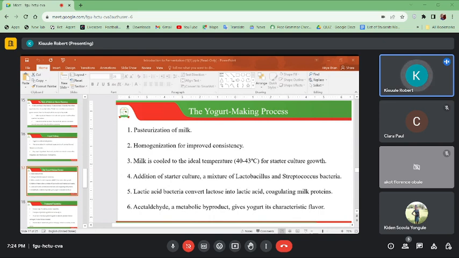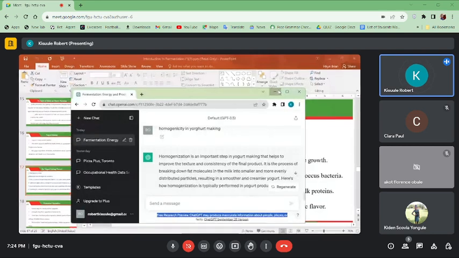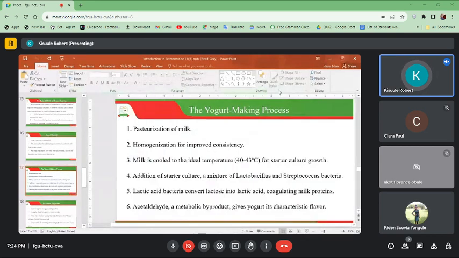We are looking at homogenization, an important step in yogurt making that helps improve the texture. Here we are breaking down fat molecules into smaller and more evenly distributed particles. When we talk of homogenization in yogurt production, always remember that you're breaking down fat molecules in the milk into smaller and more evenly distributed particles. This will result in a smoother texture and maybe a creamier yogurt at the end of the day.